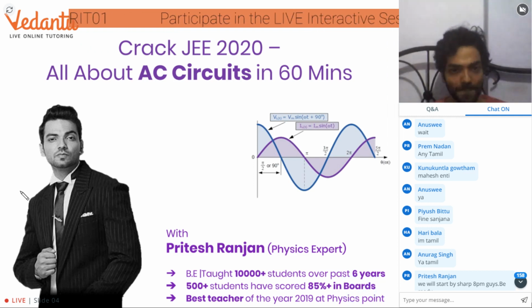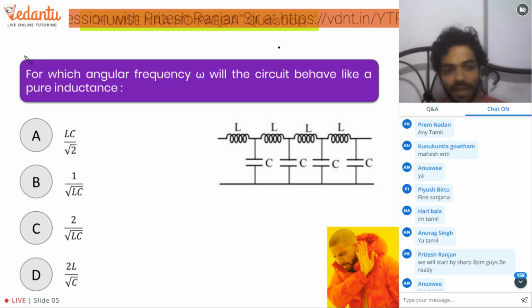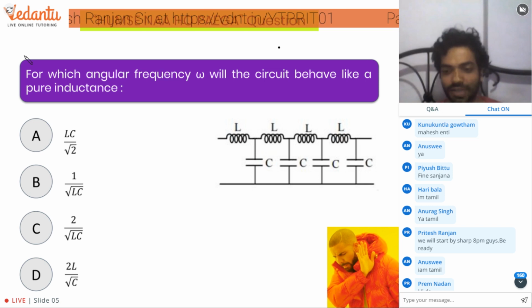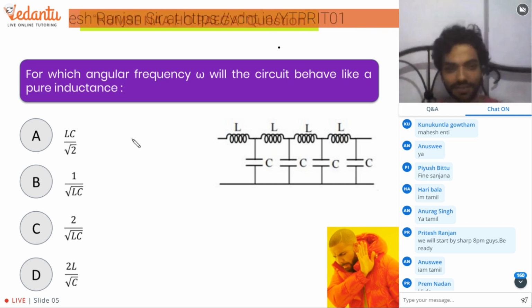This is a sample question which we will be working out at the end of the lecture. It is based on alternating current. I hope you all are from class 12. Anyone who is from class 11th, do not worry at all. This topic is from the class 12 CBSE syllabus.